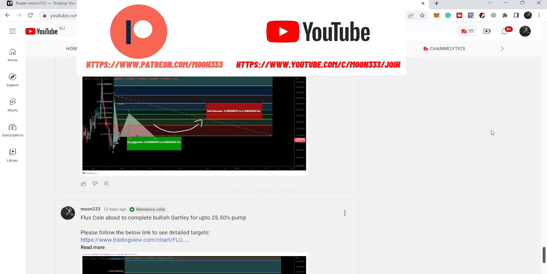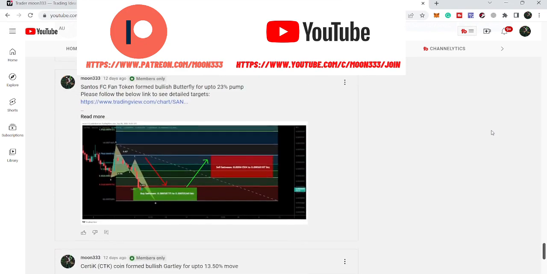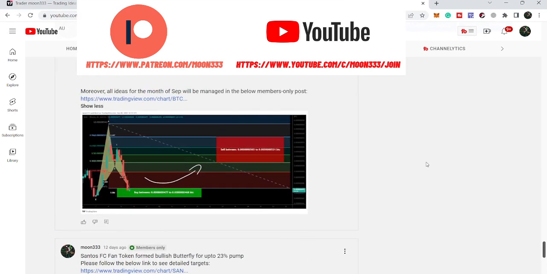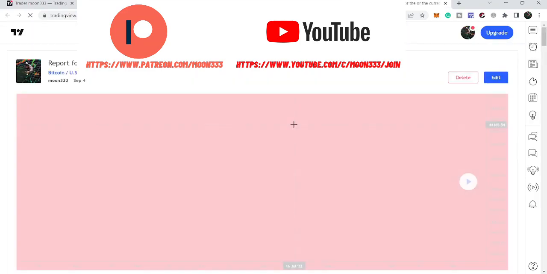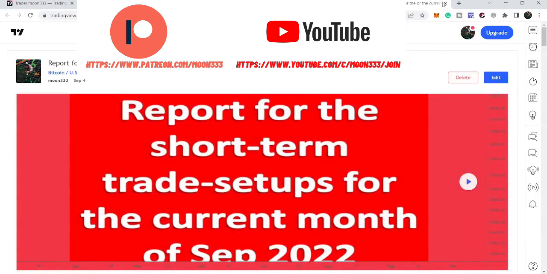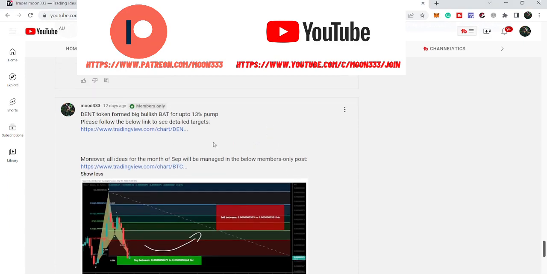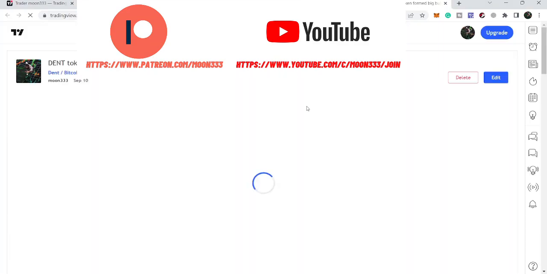So let's start the analysis. First of all, let me begin with my recent trade setup of Dent token that I shared with my members. That was a harmonic bullish reversal bat move that Dent token completed, I think on the 4-hour time frame chart. This was the chart.